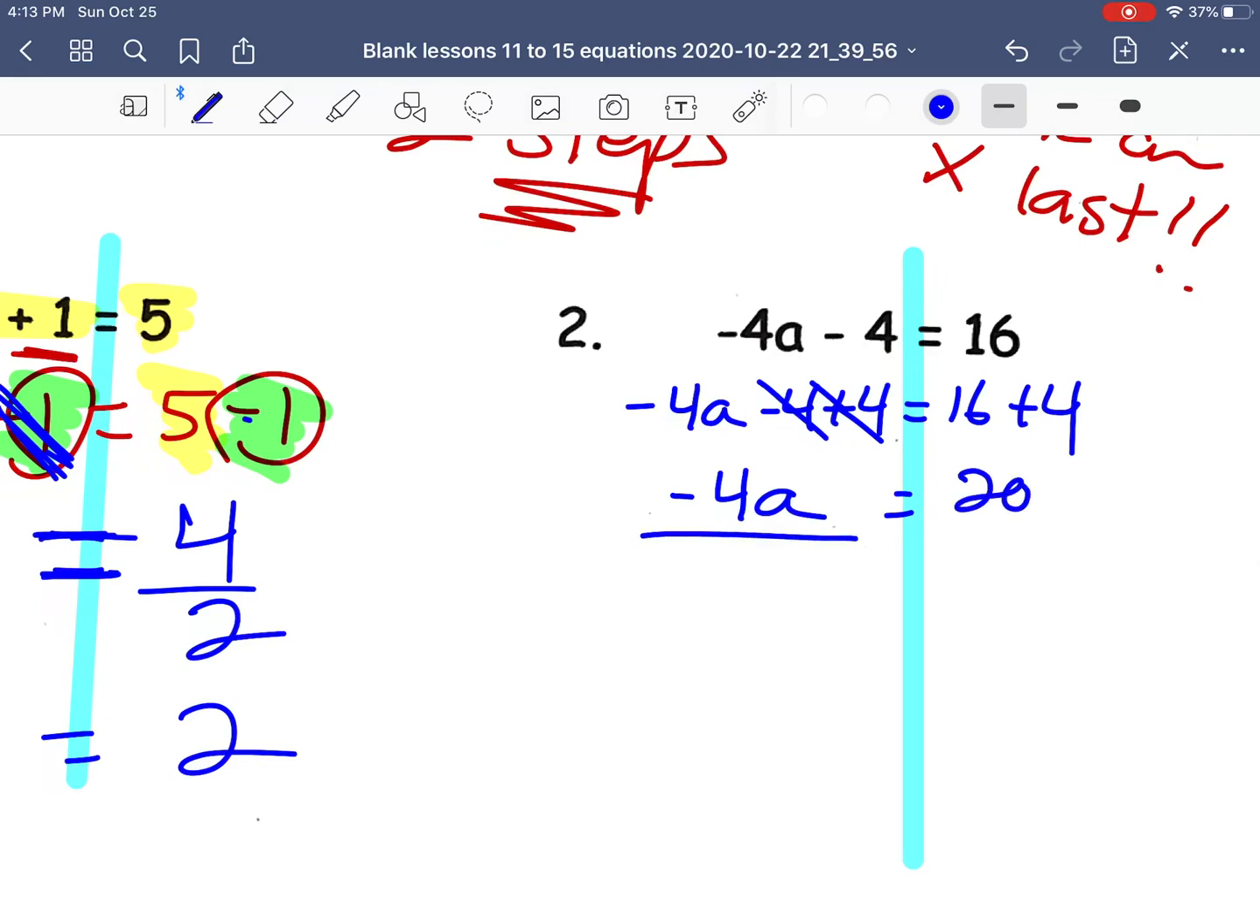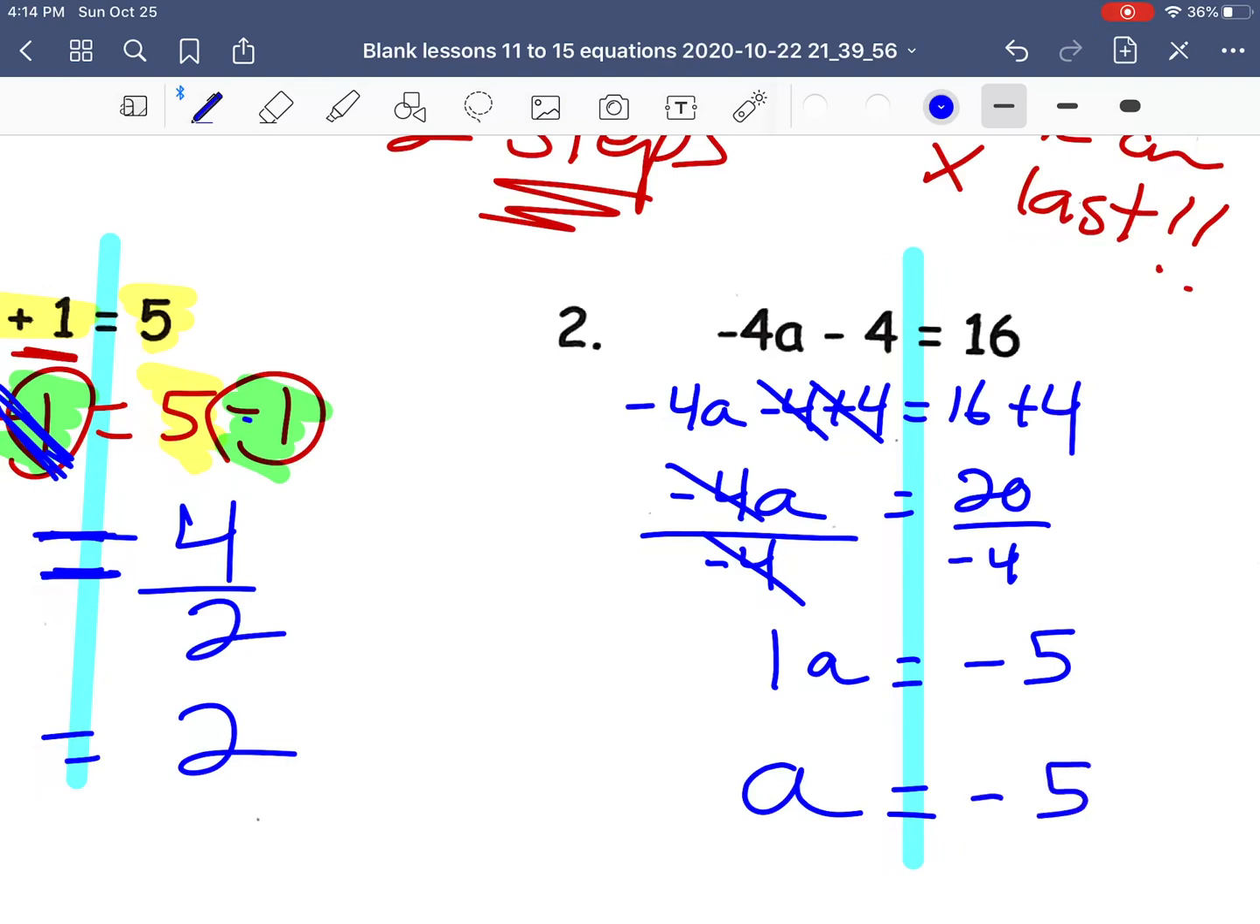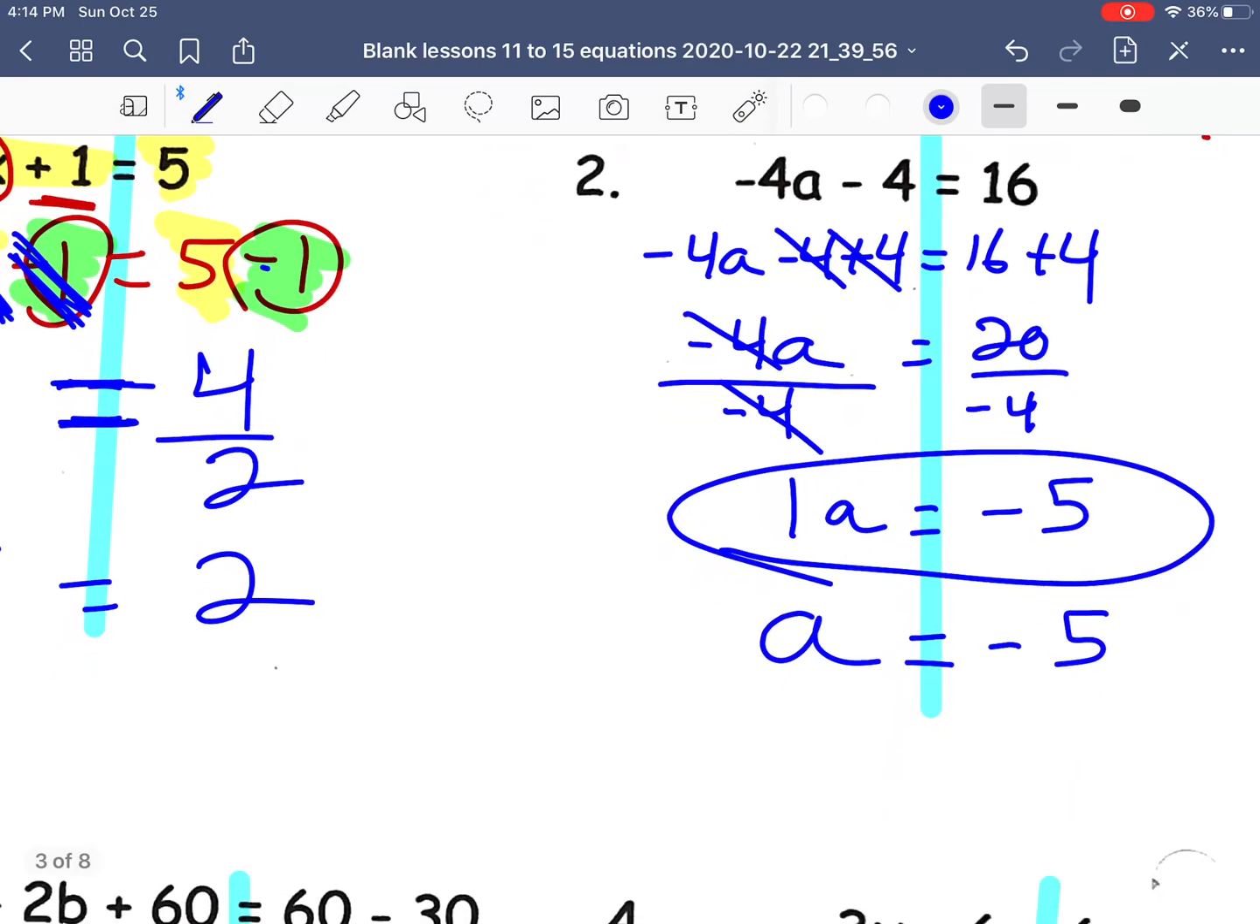Your next step, remember, you want a all by itself at the bottom. So the opposite of how to get rid of this guy, negative 4 here, multiplication, the opposite of that is divide by the same number on each side. Negative 4 would give you a 1a. 20 divided by negative 4 would be a negative 5. So a is equal to negative 5. Obviously, this step here is an extra step. I'm just trying to emphasize that it is a 1 there.